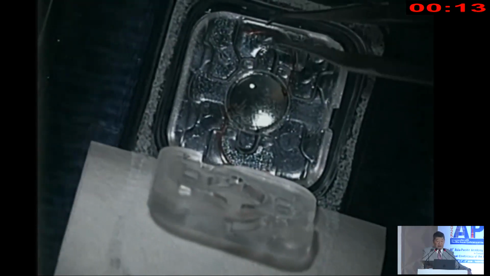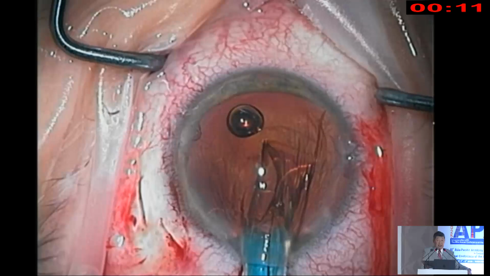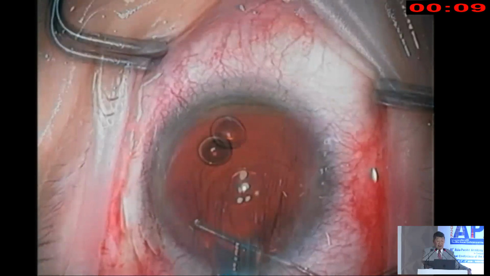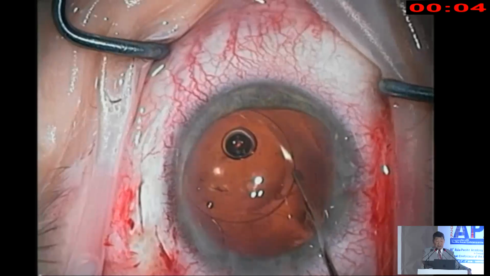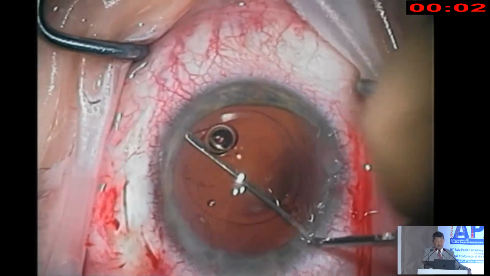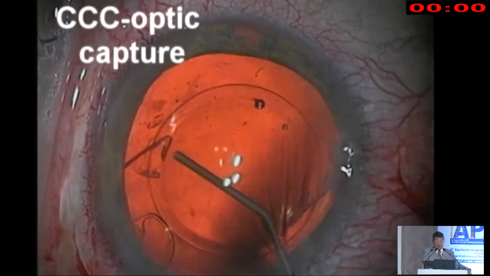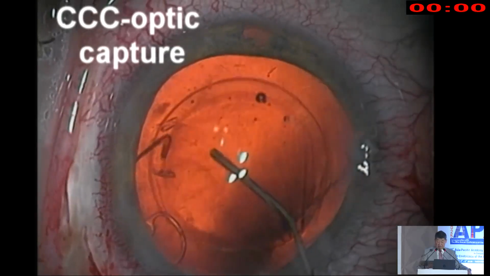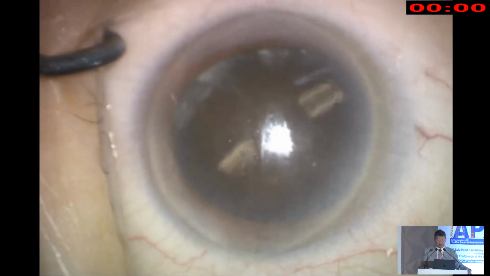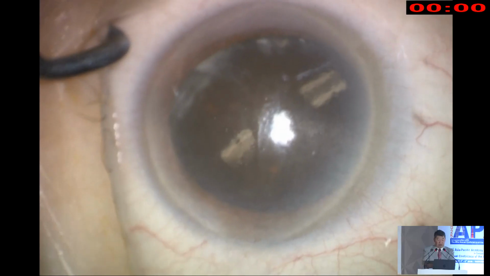We don't have this lens anymore. Again, it's an older video. Star used to make this 13.5 millimeter overall length silicone 3-piece lens. And so I'm putting this one into the sulcus and then capturing the optic, even though I have my CT segment. What would you do with this case?